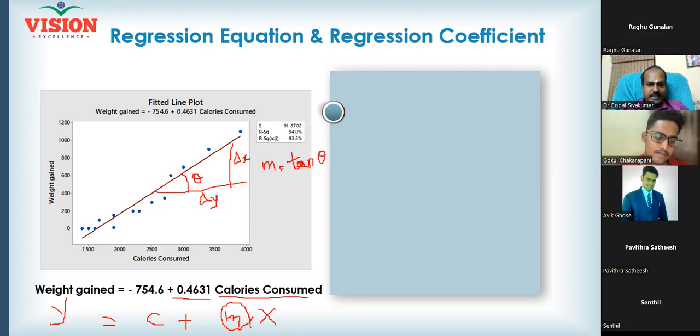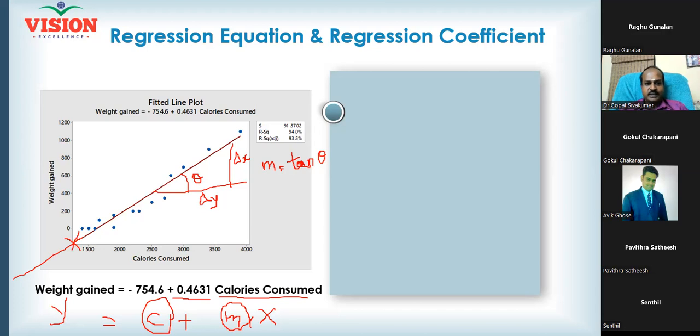And also, what is this c called? C is called the y-intercept. That means when I extend the line, it will meet the y-axis at this point. It cuts the y-axis at this point. This point is below 0. So it is negative point. So that negative value is brought here, minus 754. Do you all understand? I have explained every element of the regression equation.